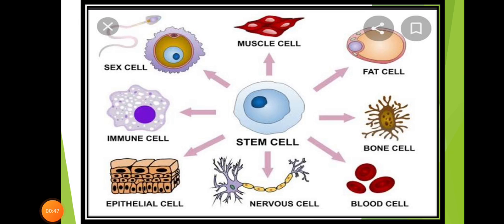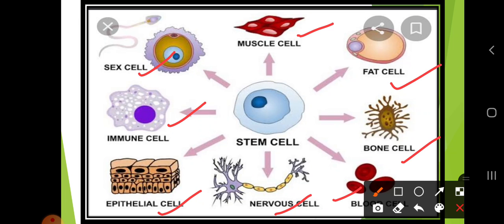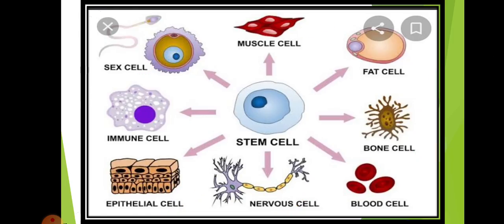In this image you can observe the various types of cells in the human body itself. What are the main important cells present in our body? The muscle cells, sex cells, immune cells, epithelial cells, nervous cells, blood cells, bone cells, fat cells. Each and everything in our body is made up of cells. So these are the various cells of the human body.